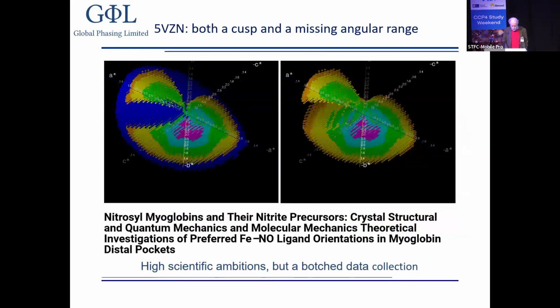This is another example. If one takes away those blue dots that indicate that there is nothing, you can see that this data set has a cusp, has a missing wedge, and yet it was meant to be used as a reference for a study with quantum mechanics and molecular mechanics. So very ambitious project, but the data could have been better.